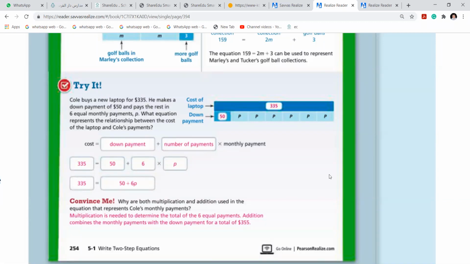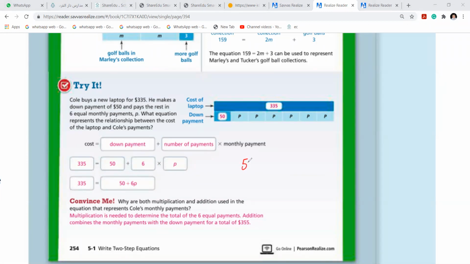See, imagine you went to Jarir bookstore or anywhere and you bought a laptop for 335 riyals. Actually, it's never that cheap for a laptop. He makes a down payment. What is down payment? That in the beginning he gives $50, and the rest in 6 equal monthly payments. Listen to me very carefully. This is all what you have to learn nowadays because you all are doing that.